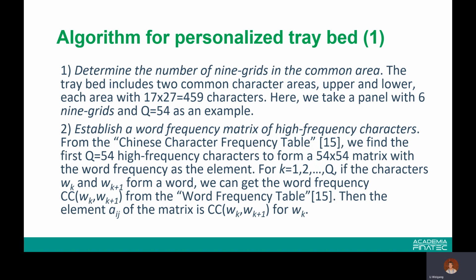2. Establish word frequency matrix for high frequency characters. From the Chinese characters frequency table, we find the first k equal 54 high frequency characters to form a 54 by 54 matrix with the word frequency as element. For k equal 1 to k, if the characters WK and WK plus 1 form a word, we can get the word frequency CC from the word frequency table.